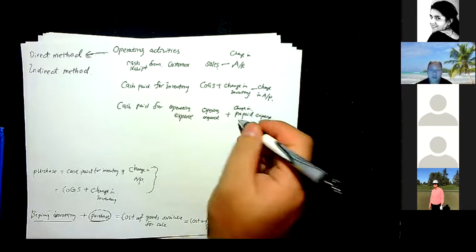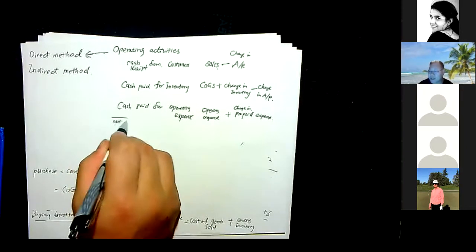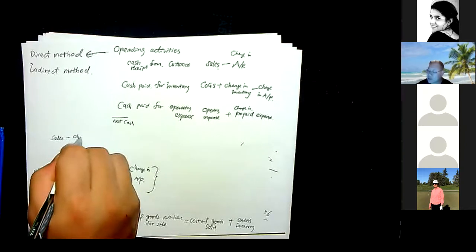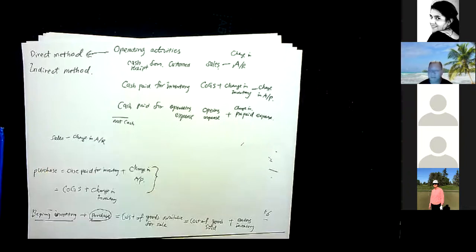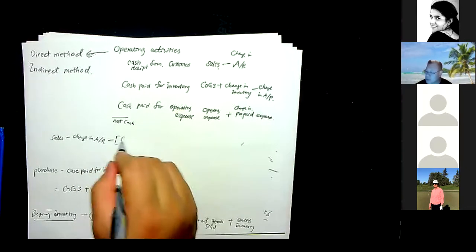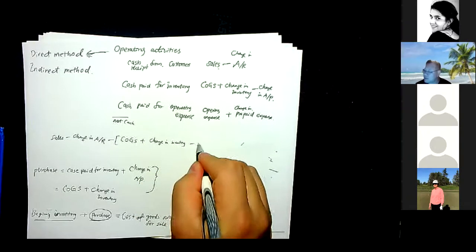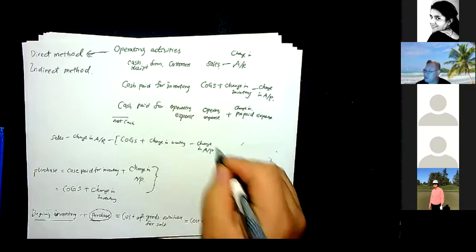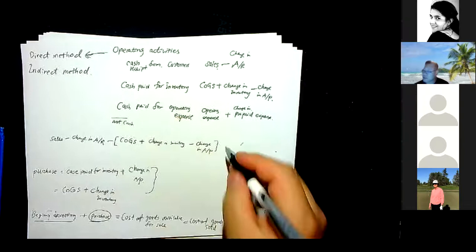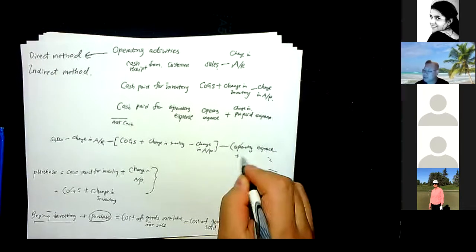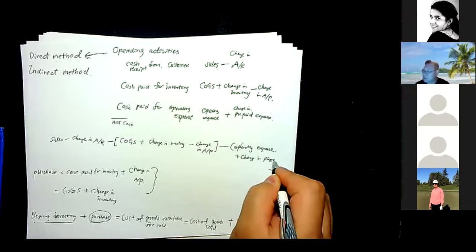So now I want to know what's my net cash. Cash received: sales minus change in AR. Cash paid, you are going to minus, right? Cash paid is negative cash flow. You are going to minus this whole item, cost of goods sold plus change in inventory minus change in AP. And for the cash paid for operating expenses, you are going to minus operating expenses and plus change in prepaid expenses.